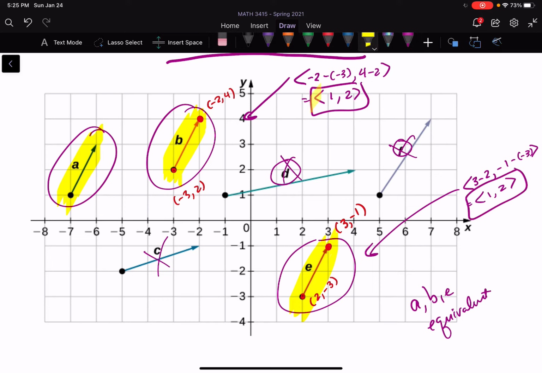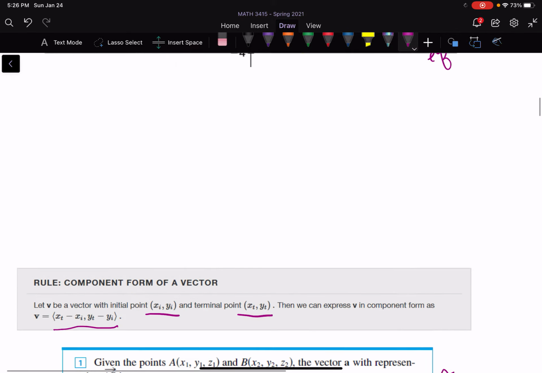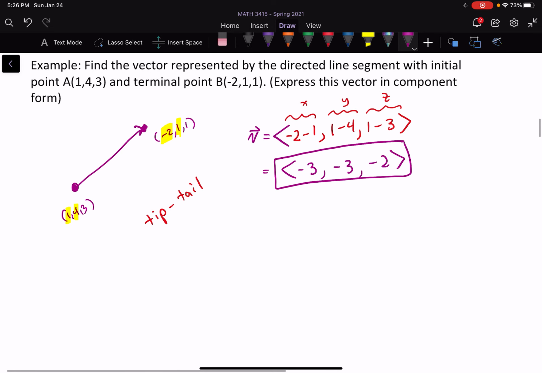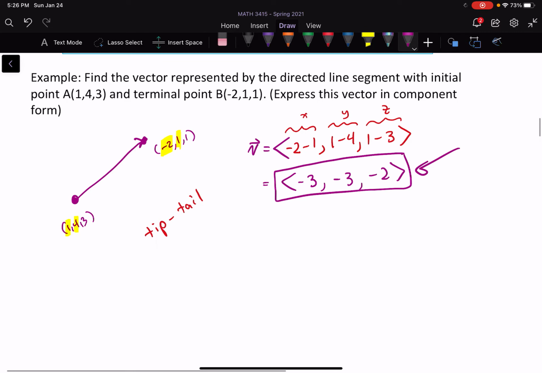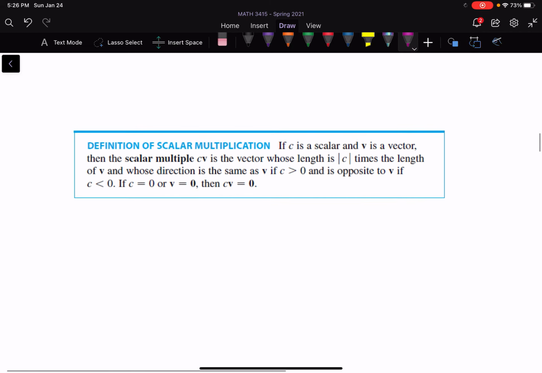Again, we said they were equivalent, so it makes sense that they would have the same component forms, because all the component form does is encode only the magnitude and direction. That's the idea with this. Angle bracket notation is really the way that we're usually going to represent vectors. Sometimes we'll mention the initial point and the terminal point, but that's more when applications come into play.